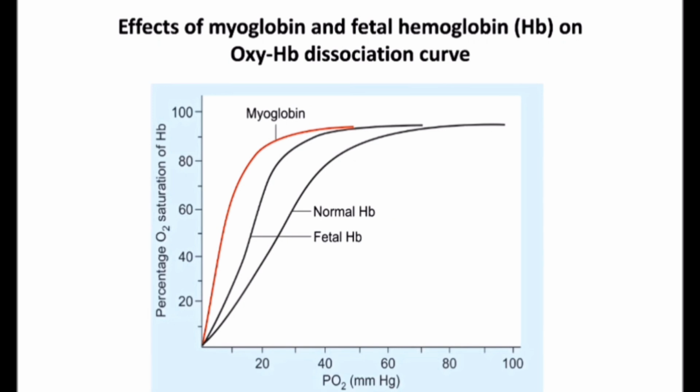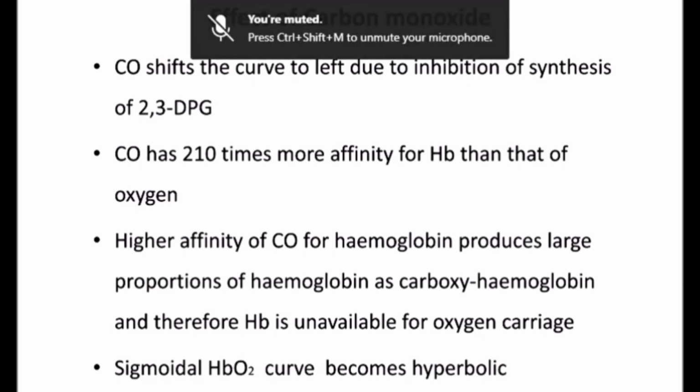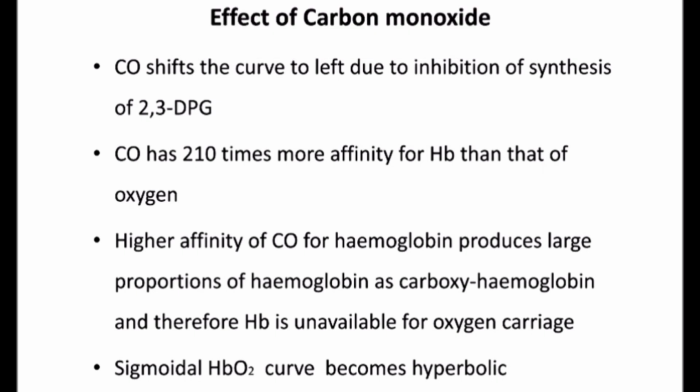The effect of carbon monoxide. Carbon monoxide shifts the curve again to the left, due to inhibition of synthesis of 2,3-DPG. It has 200 to 210 times more affinity for hemoglobin than oxygen. This higher affinity produces large proportions of hemoglobin as carboxyhemoglobin. Carbon monoxide combines with hemoglobin and forms carboxyhemoglobin, so more carboxyhemoglobin is formed instead of oxyhemoglobin. This leads to the unavailability of hemoglobin for oxygen carriage. So the sigmoidal curve becomes hyperbolic.